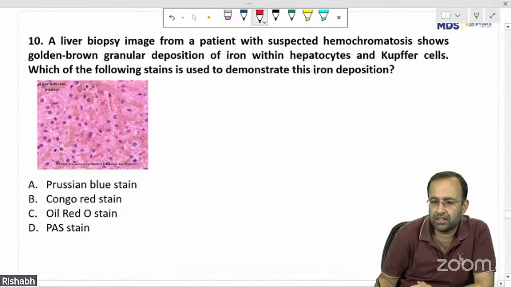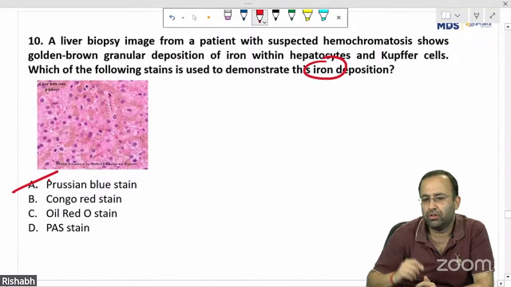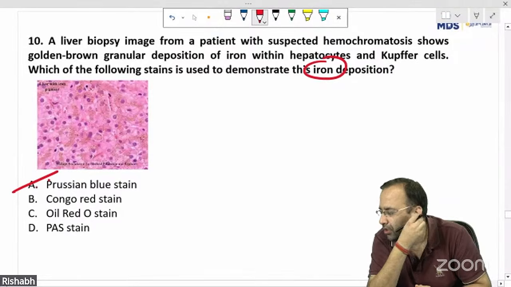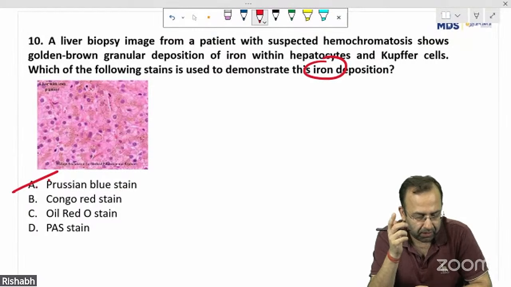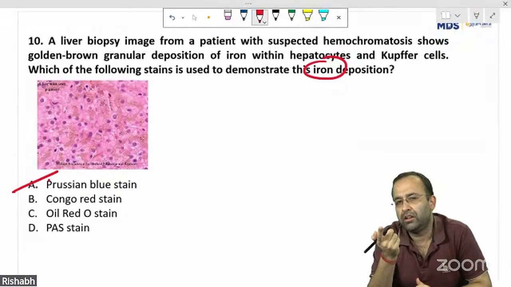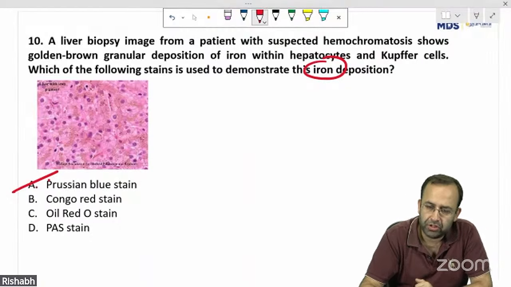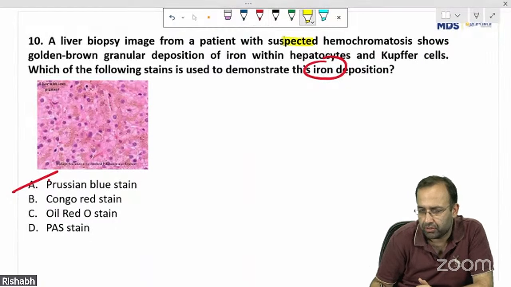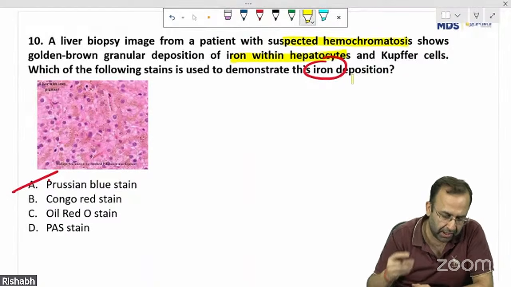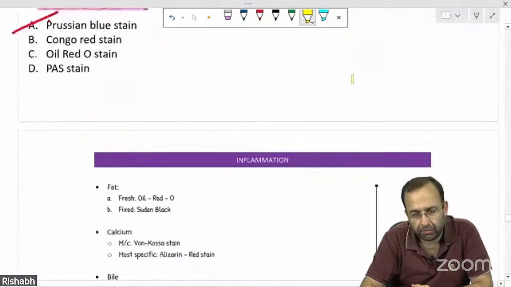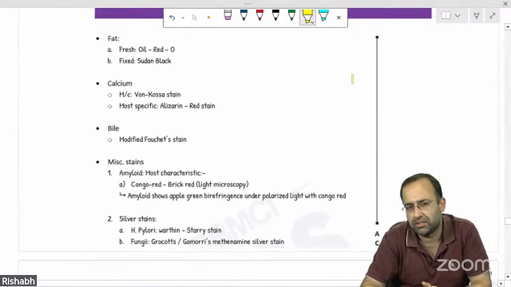Next, which is the stain used for iron? Prussian blue. हमने वो stains में पहले भी देखा था ना. 2-3 stain questions were there. Fat, Oil Red O, iron, Prussian blue. उसमें अभी suspected hemochromatosis है कि नहीं है, does not matter. Iron within hepatocytes was seen. Iron deposition, Prussian blue staining. You know the stains. We have done the stains.